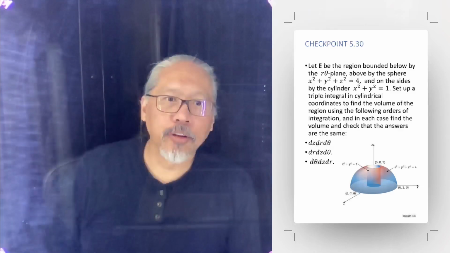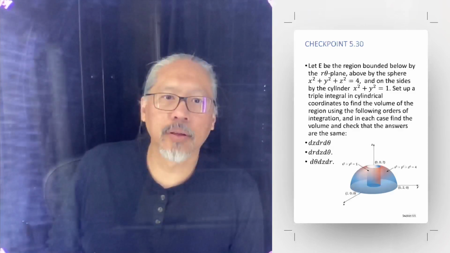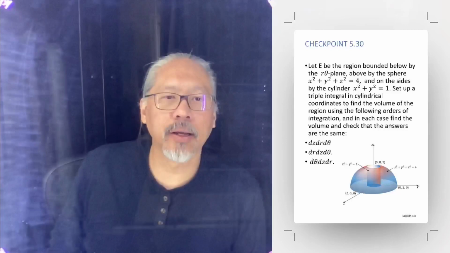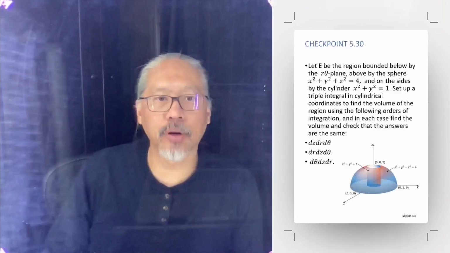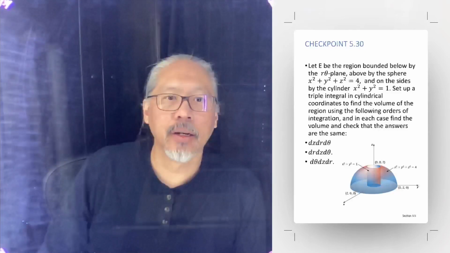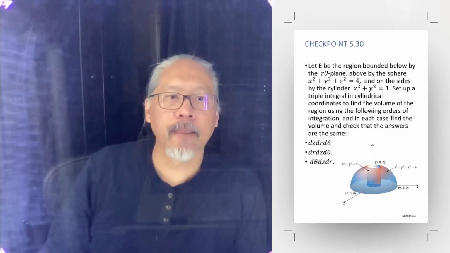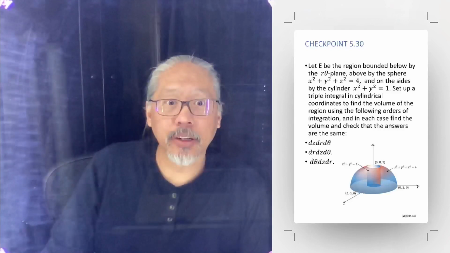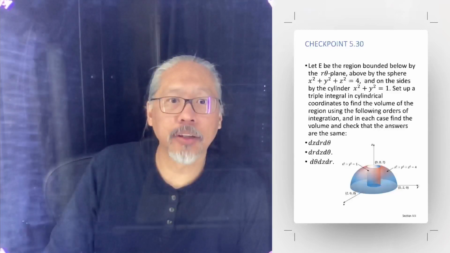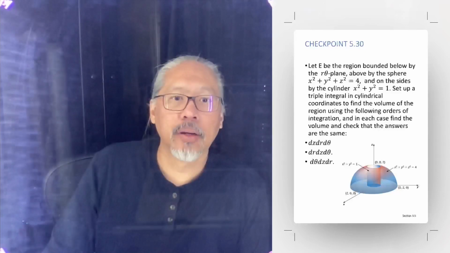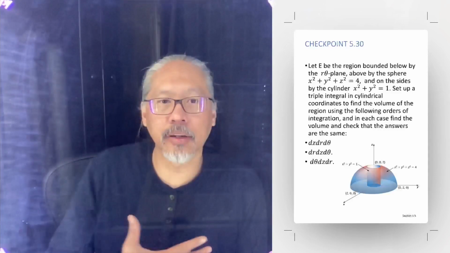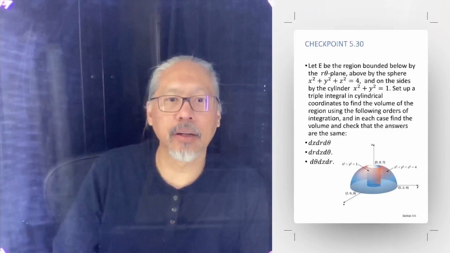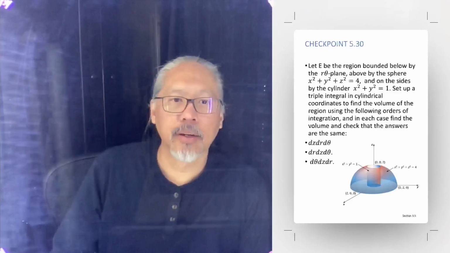Hello, this is checkpoint 5.30, and we are looking at a region bounded below by the xy or r theta plane, above by the sphere, and on the sides by the cylinder. Set up the triple integral in cylindrical coordinates to find the volume of the region following the orders of integration that they say: dz dr d theta, dr dz d theta, and d theta dz dr.